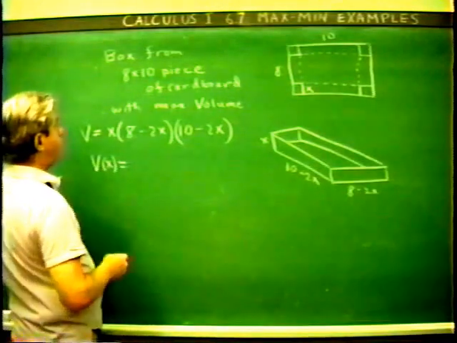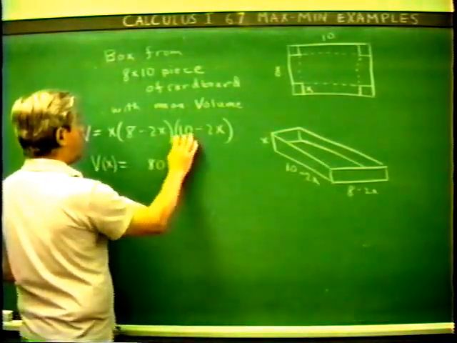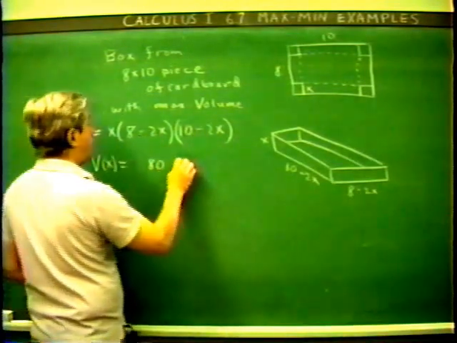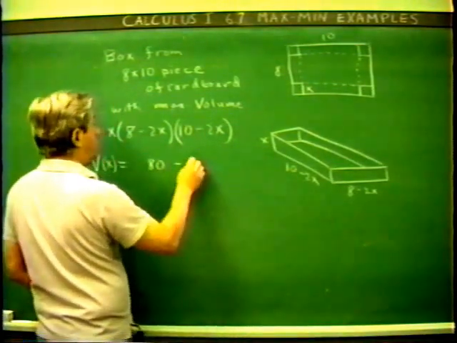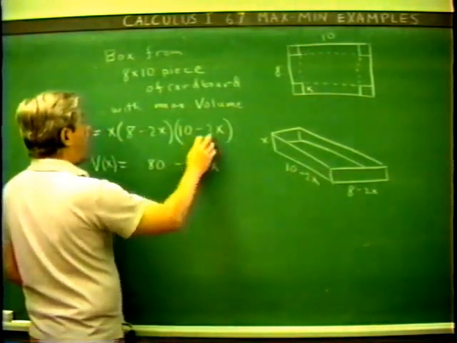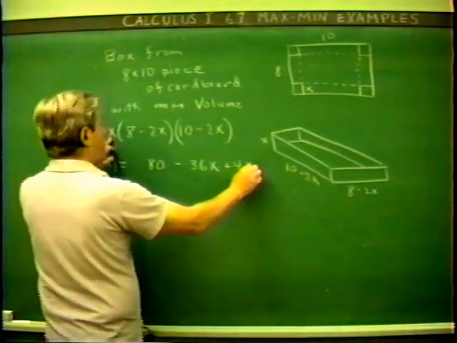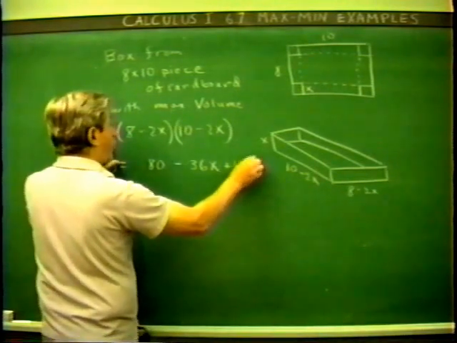Let's multiply it out here. This is equal to, what? 80 minus 20x minus 16x. So that's minus 36x and plus 4x squared.